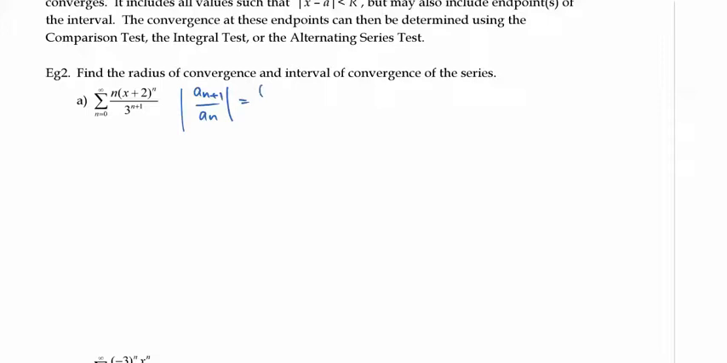So for the first part, I have n plus 1 times x plus 2 with power n plus 1, divided by 3 to the power of n plus 1 here and plus 1 there. So overall, you have n plus 2. This is just for the n plus 1 term. And I will divide it by the nth term, which is just the expression from the question itself.